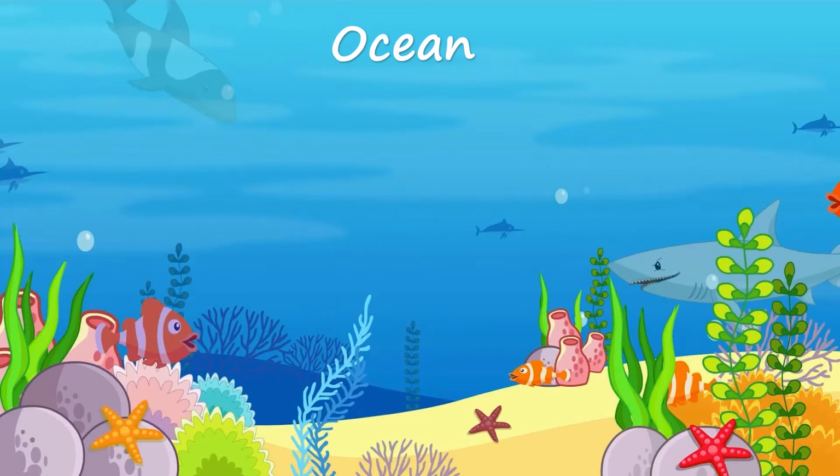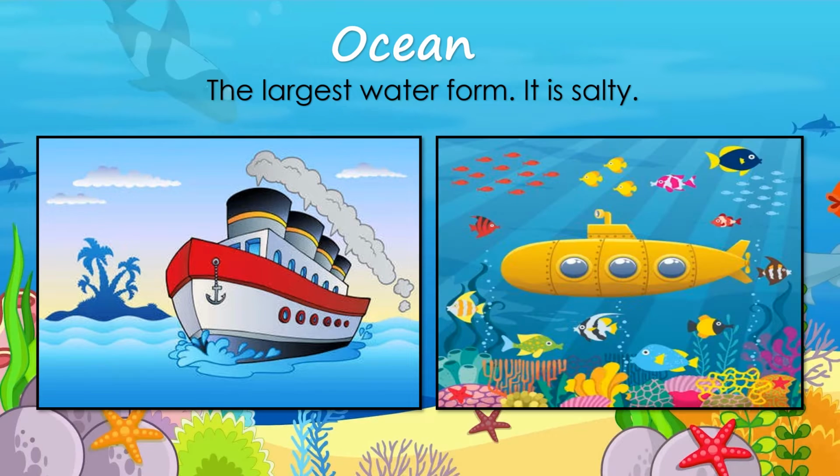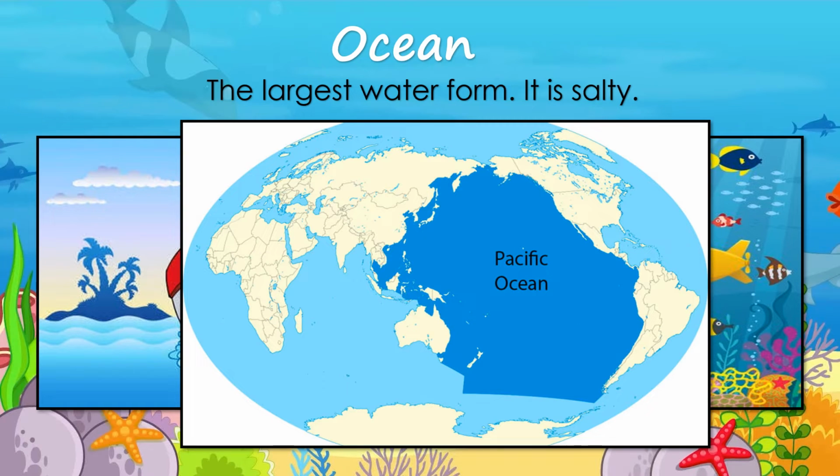An ocean is the largest water form. It is salty. Big ships and submarines travel in the ocean. The Pacific Ocean is the biggest and widest ocean. As you can see in the picture, the blue one is the Pacific Ocean.